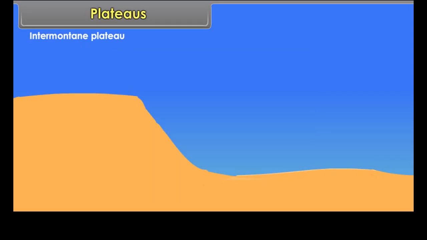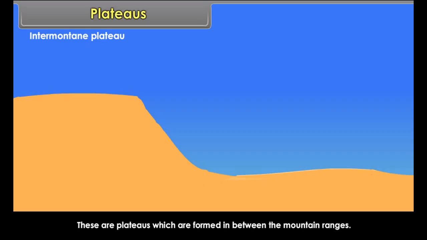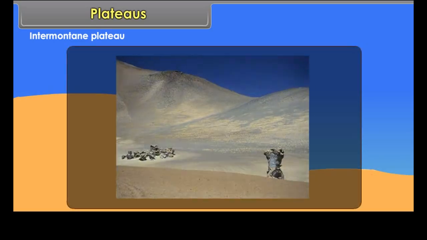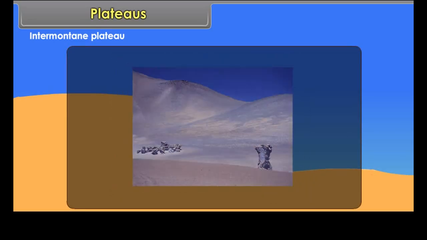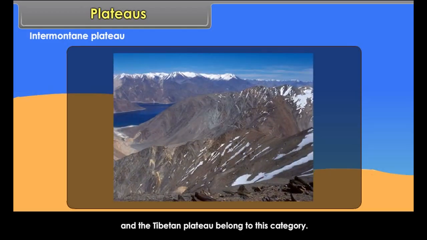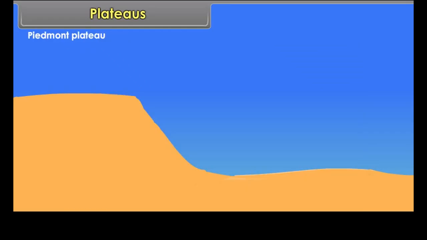Intermontane plateau. These are plateaus which are formed in between the mountain ranges. The Bolivian plateau and the Tibetan plateau belong to this category. Piedmont plateau. These plateaus develop at the foot of the mountain.